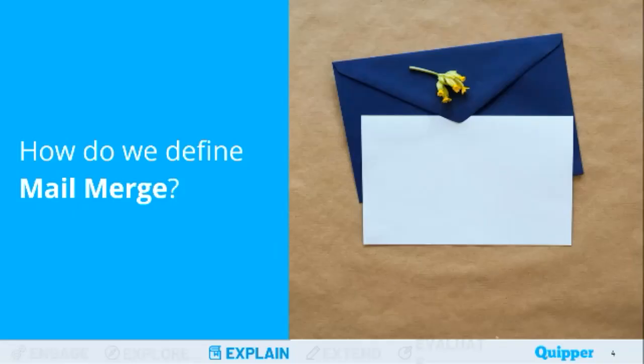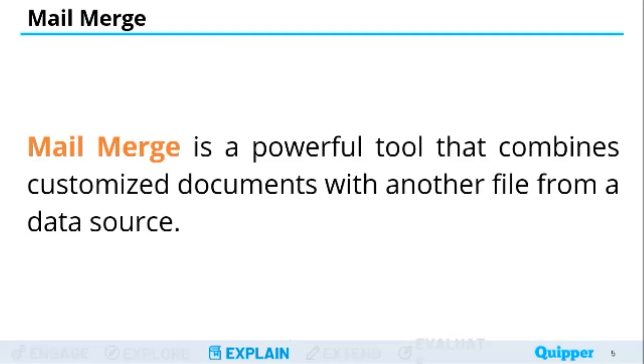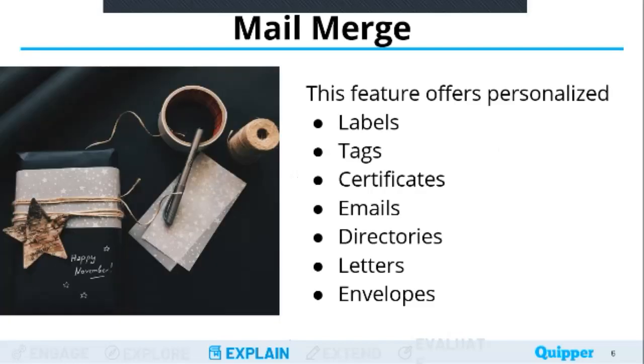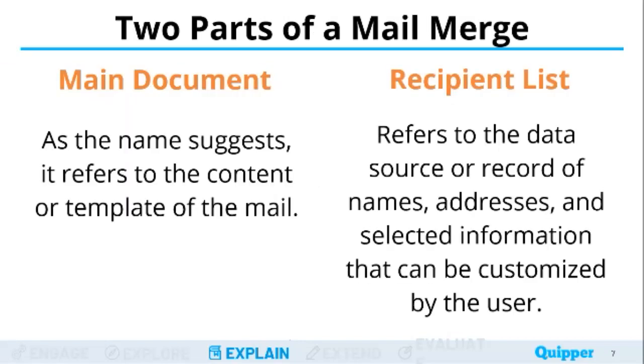So how do we define mail merge? Mail merge is a powerful tool that combines customized documents with another file from a data source. Mail merge can be used with labels, tags, certificates, emails, directories, letters, or envelopes. Then, two parts of mail merge are the main document and the recipient list.